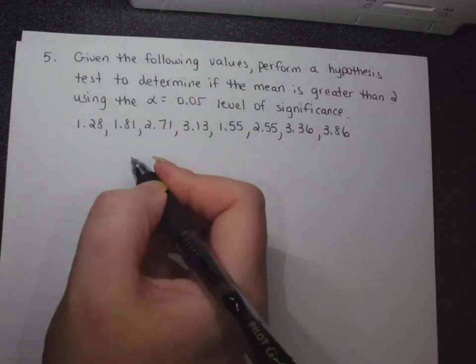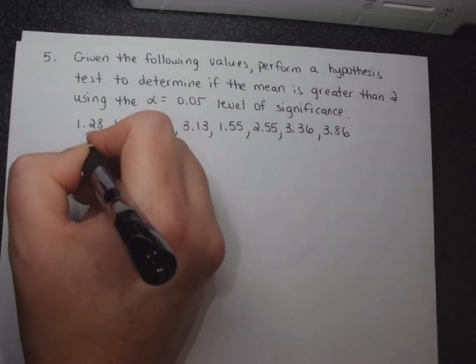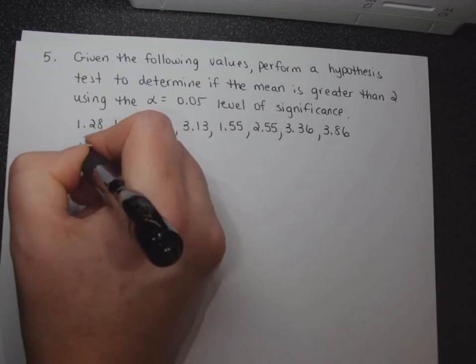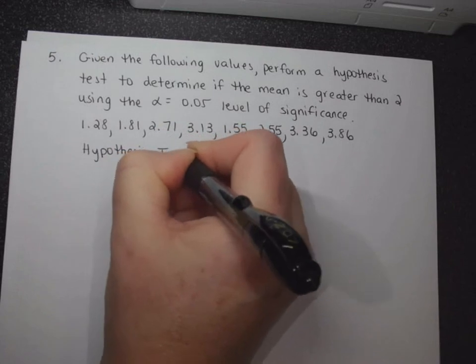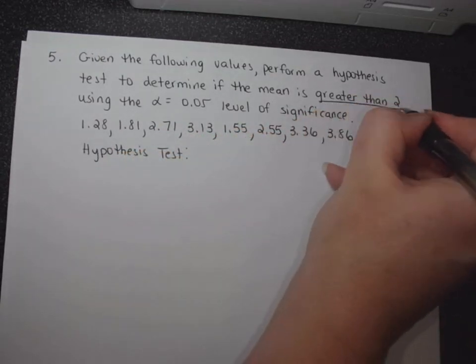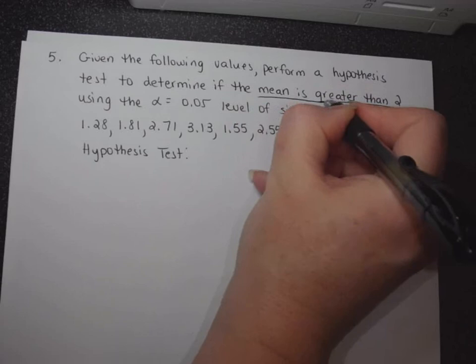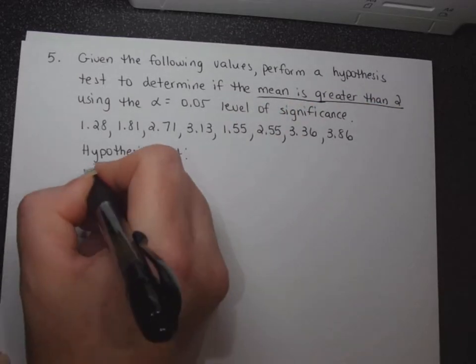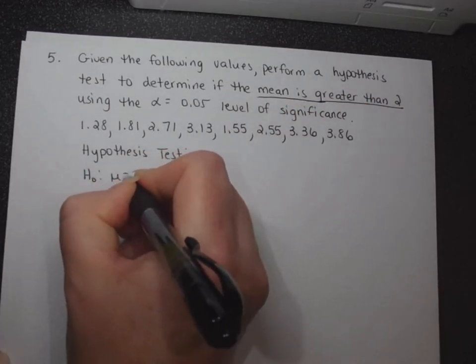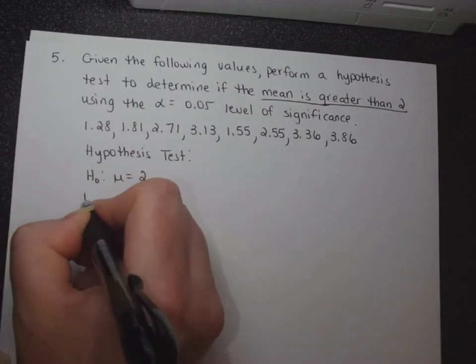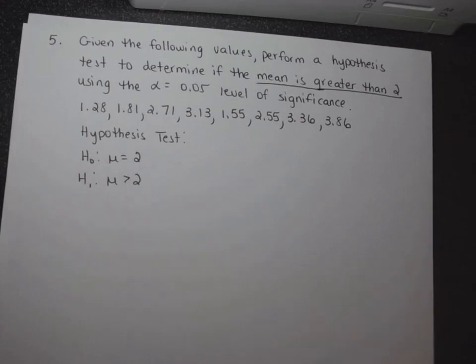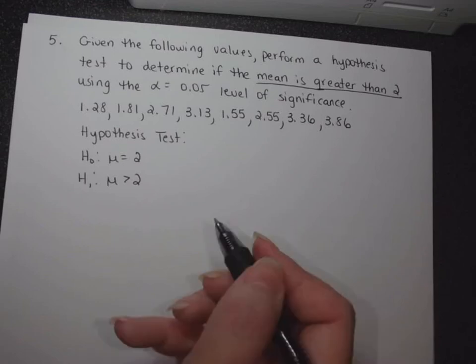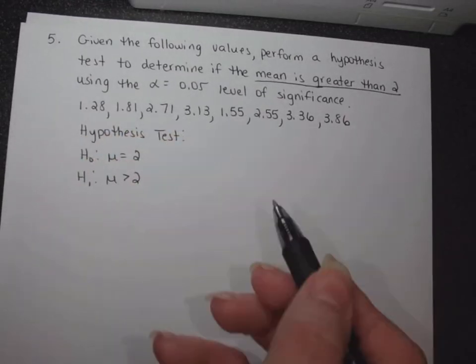But before we can set things up, well, I guess we could go ahead and set up a hypothesis test. Okay, so we want to know, is the mean greater than 2? Which means our hypothesis test has to look like this. The null hypothesis is that it's 2, and the alternate hypothesis is that it's something greater than 2. Notice we have 1, 2, 3, 4, 5, 6, 7, 8 values.